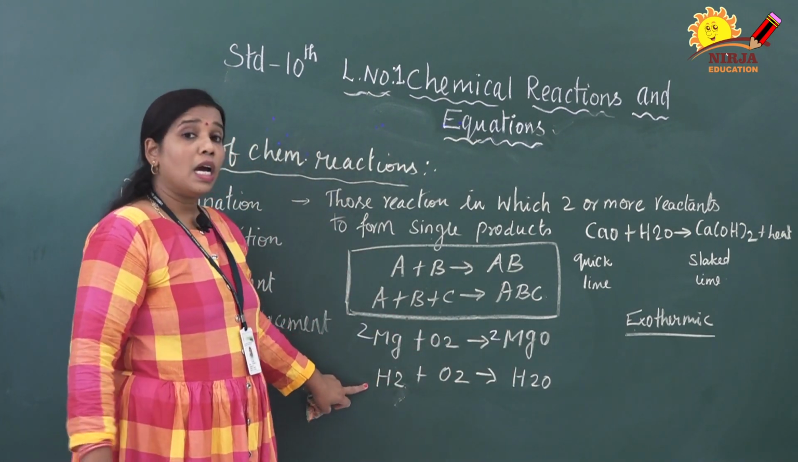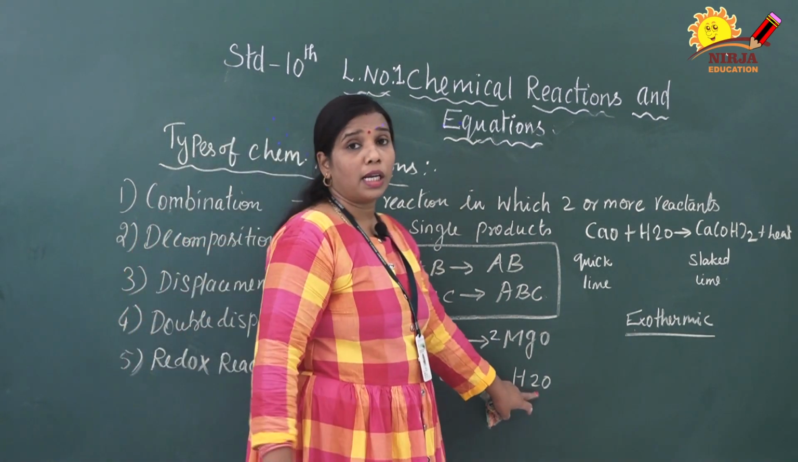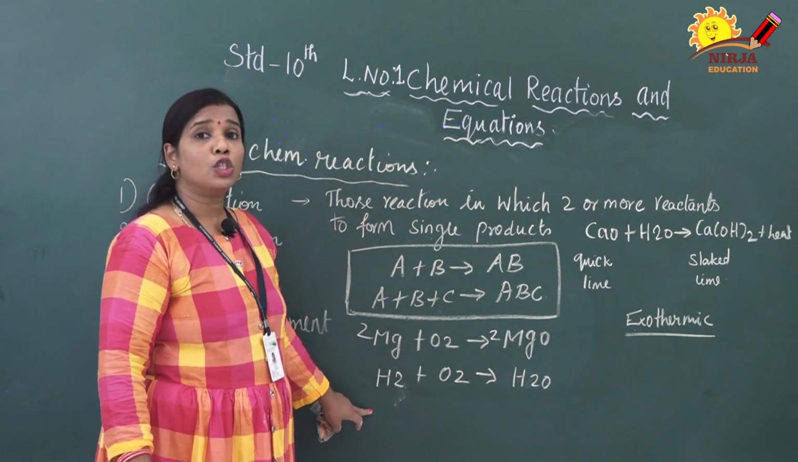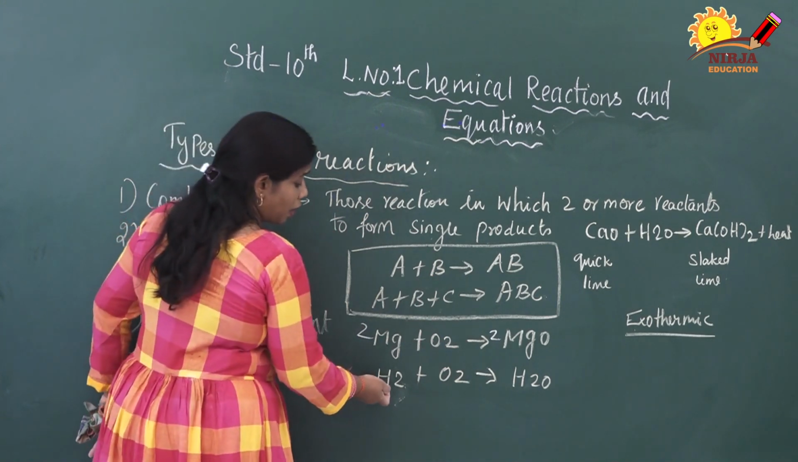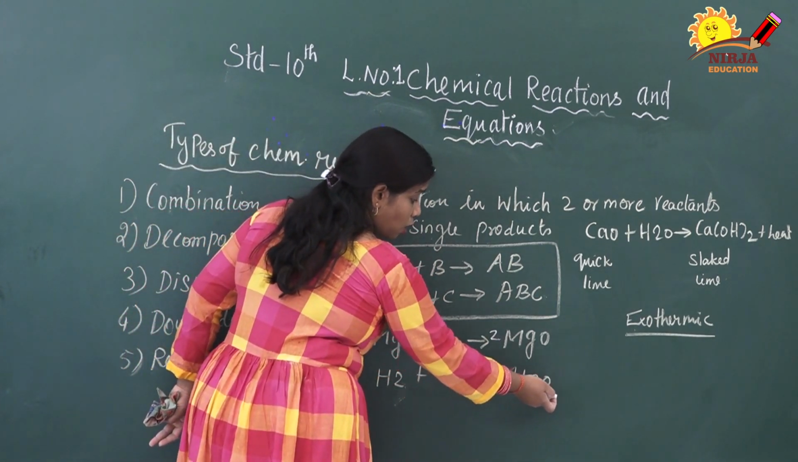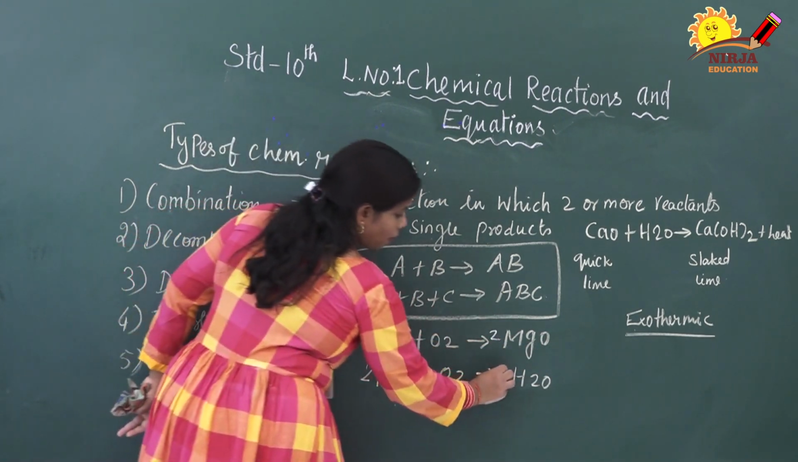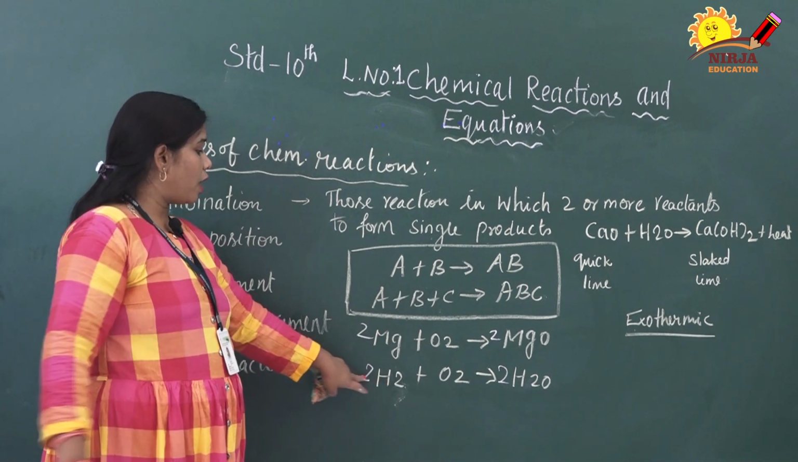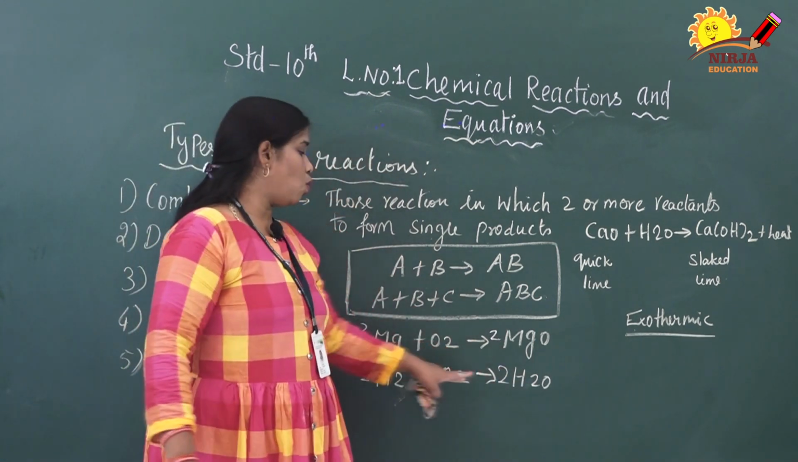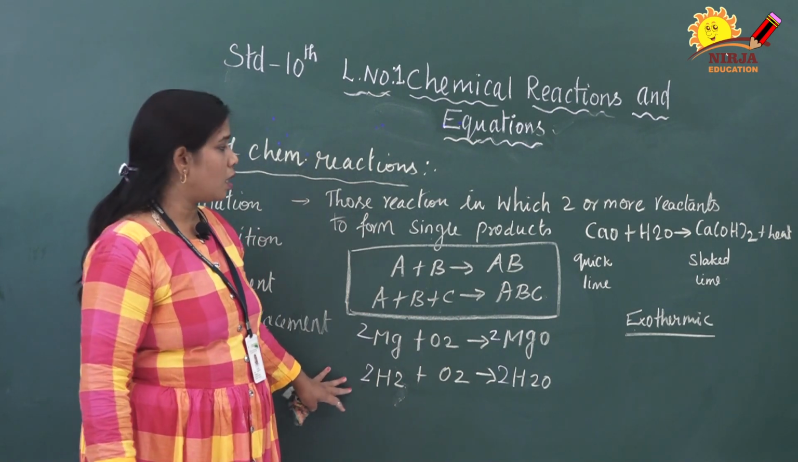The next equation is hydrogen reacting with oxygen to produce water. H2 plus O2 gives H2O. But here the number of hydrogen is 2 and oxygen is 2 on the left, while on the right hydrogen is 2 but oxygen is 1. So we have to balance the equation. If I add coefficients, 4 hydrogen on both sides and 2 oxygen on both sides, the equation is balanced. This is the second equation.